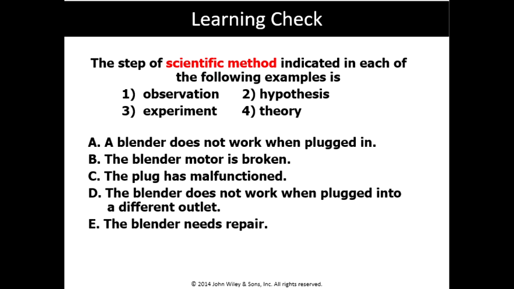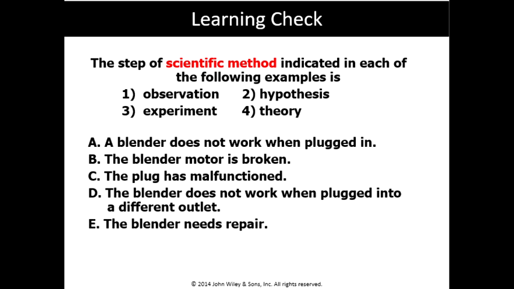You are talking about the plug has malfunctioned. So this is another hypothesis as well. How about D? Absolutely, you are going to call that one correctly. We call that experiment. And the last one, we call it a general conclusion or summary. As you see here, we may have different types of hypotheses. We may have more experiments to do, but always we have one observation and one theory.